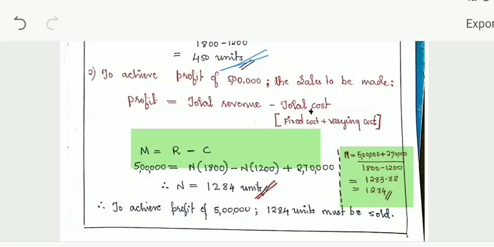So how you will solve it? I have shown both the calculations, both the ways. So you will be getting 1283 point something, which I have rounded off to 1284 units. Okay, so to achieve the profit of rupees 5 lakhs, 1284 units must be sold. This is what you have to conclude.